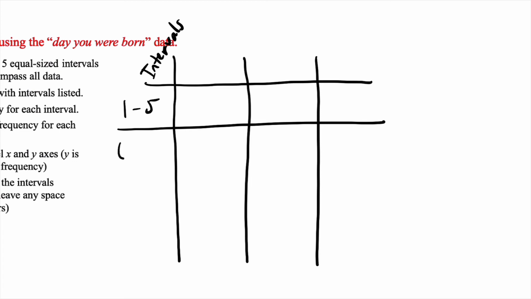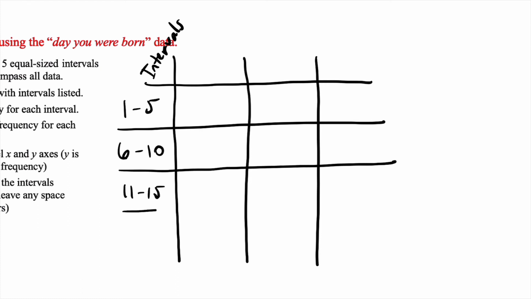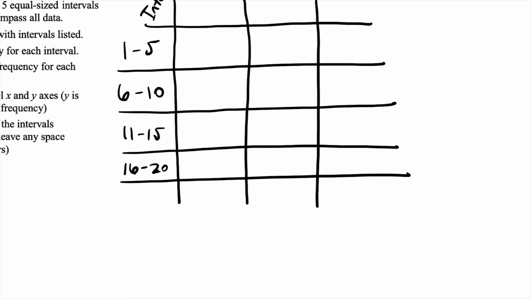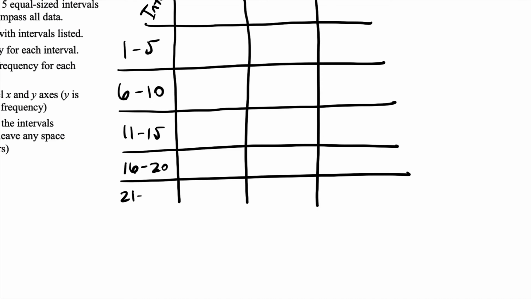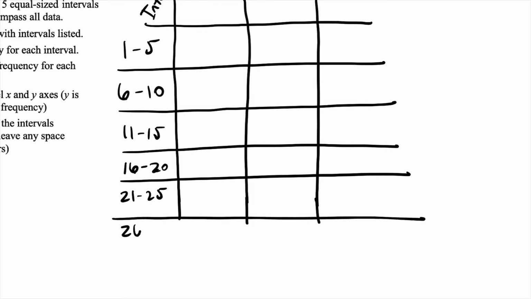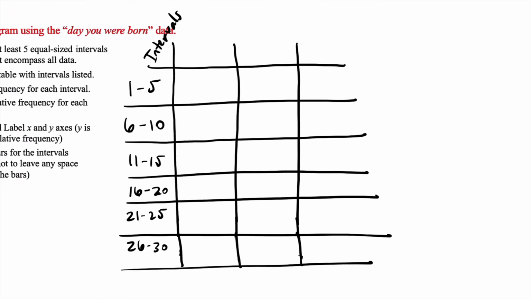Then our next interval was 6 to 10. 11 to 15. 16 to 20. 21 to 25. And the last one was 26 to 30. Okay. So we have at least 5. I have 6 of them. That's okay. I can have more than 5. I can have 5. I can have more than 5. Can't have less than 5. Okay.